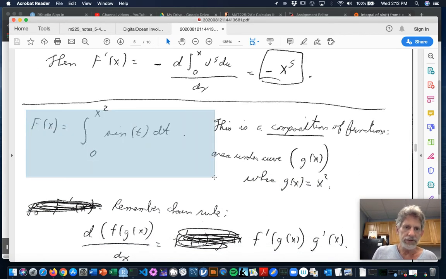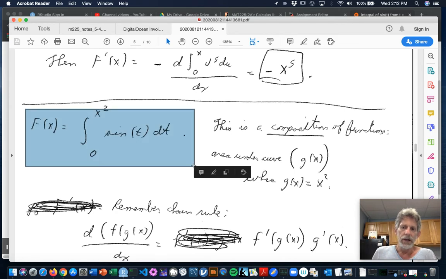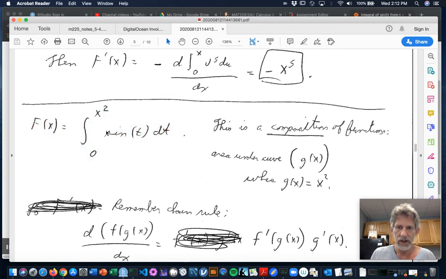What if you're varying your upper endpoint, but you're varying it as a function of x, not just x itself, but some other function of x? So like the integral from 0 to x squared of sine of t dt. This is actually the composition of two functions.